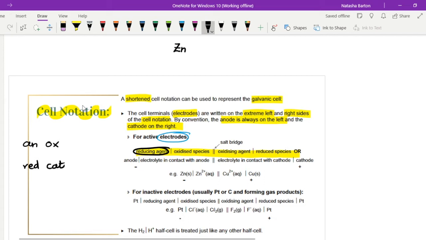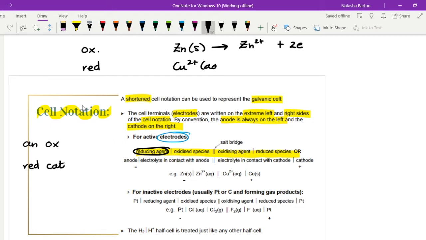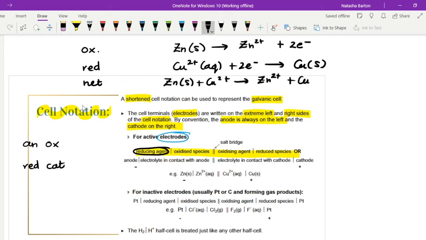We have Zn solid, it goes and forms Zn2+ plus 2 electrons. This is the oxidation half reaction. Then we have the reduction half reaction, which is our copper ions. They gain electrons and they are then going to form copper solid. The net equation is going to look like this: Zn(s) plus Cu2+ is going to form Zn2+ plus Cu(s). And these are obviously aqueous. All right, so that is how it looks.